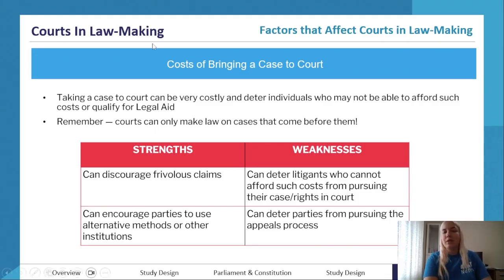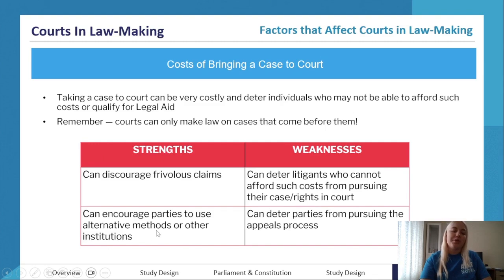However, there are still some strengths when it comes to the cost of bringing a case to court. One is that this can discourage frivolous claims. Now, if going to the courts was free or very, very cheap, imagine all the ridiculous things that people would go to court for and initiate cases for. We have backlogs of cases as it stands. Very, very bad backlogs. So, there is a reason that going to court is so expensive. And it's to help aid that and make sure that only people that really do need to go to court are going to court. So this helps to discourage any ridiculous claims.